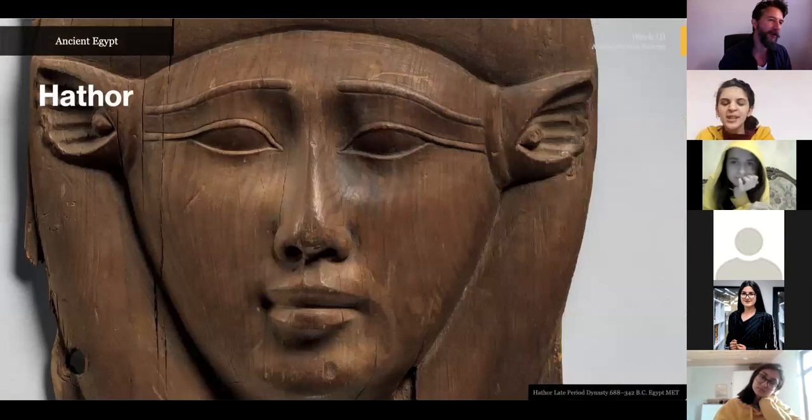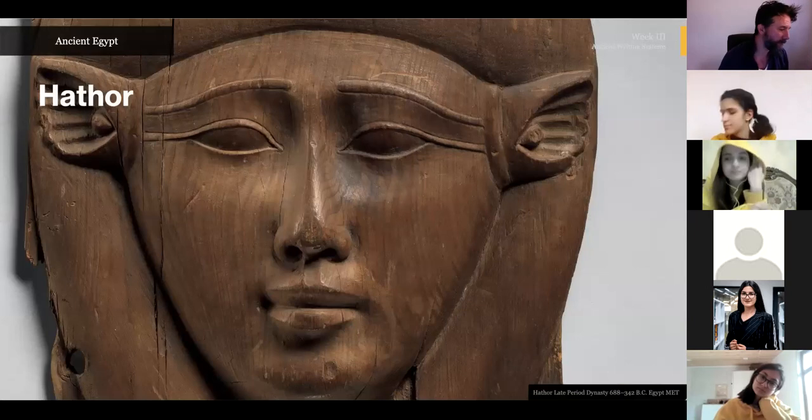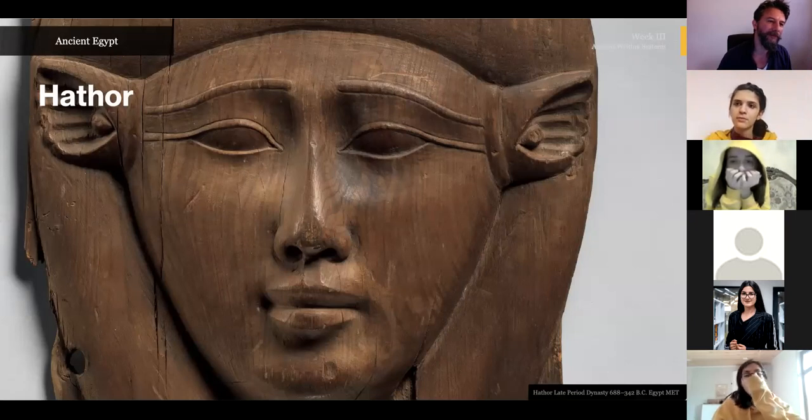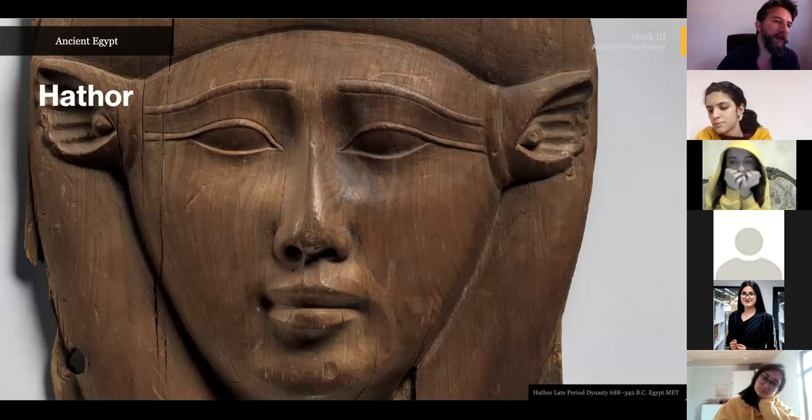Now I'm gonna talk a little bit about this goddess because, well, I like her. And she was important in Egypt. Her name was Hathor, and she was described as the daughter of Ra and the wife of Horus. Now, who was Ra? Ra was the supreme god. The god of sun. Amun-Ra was the chief god, the supreme god.